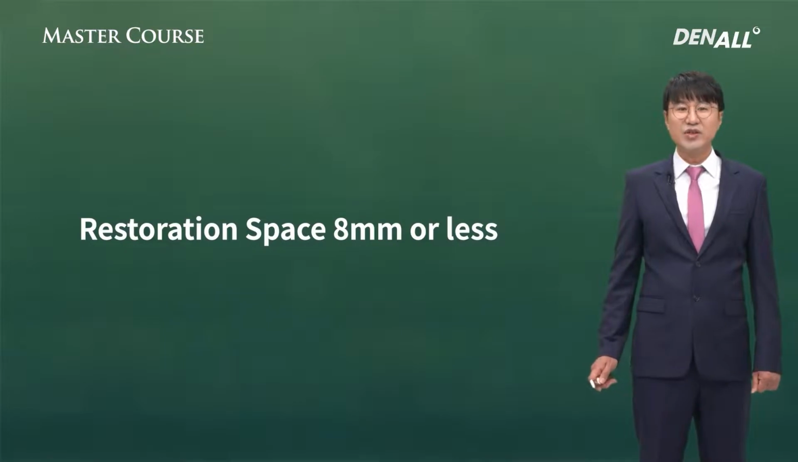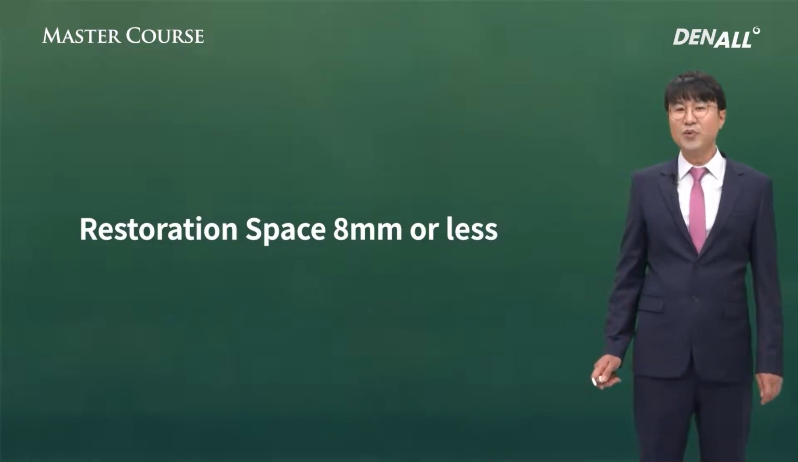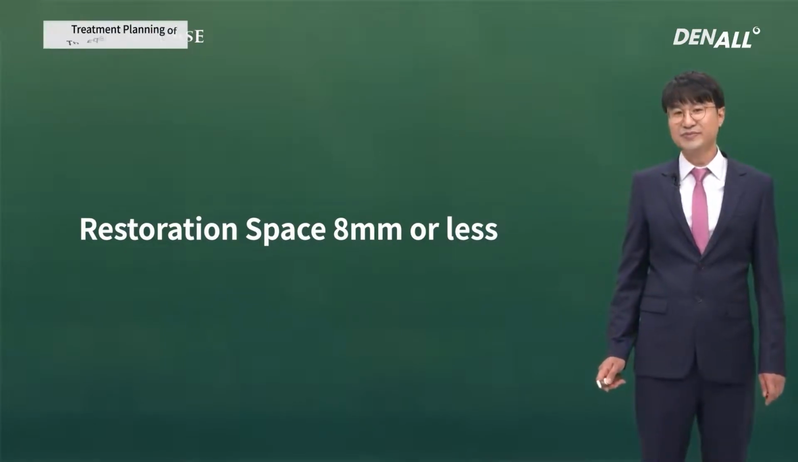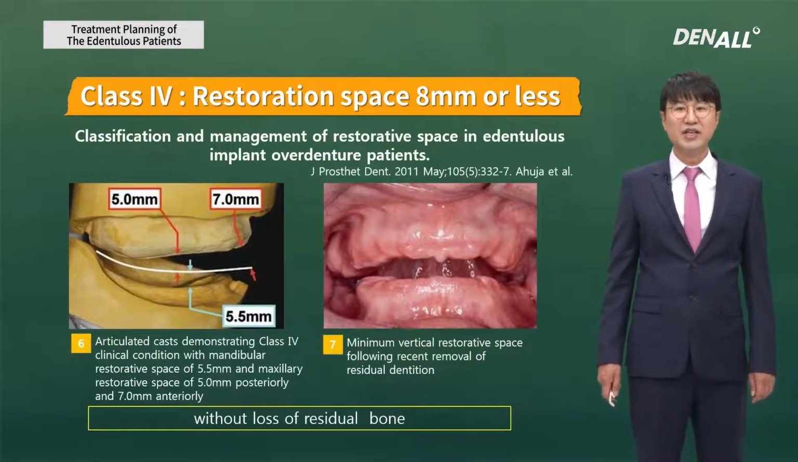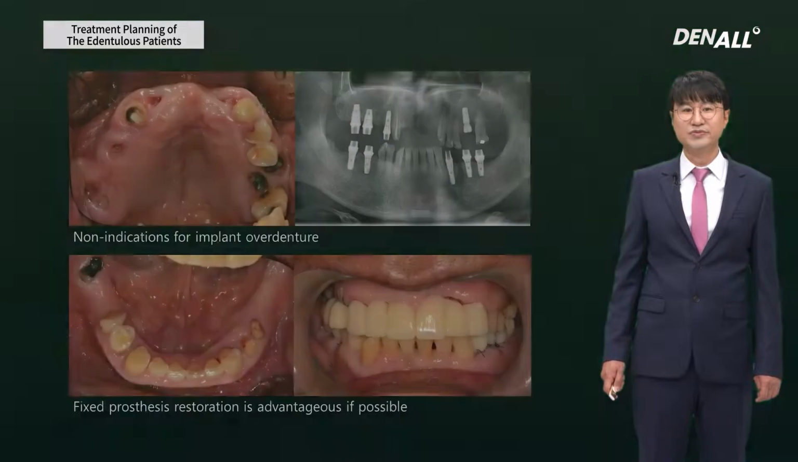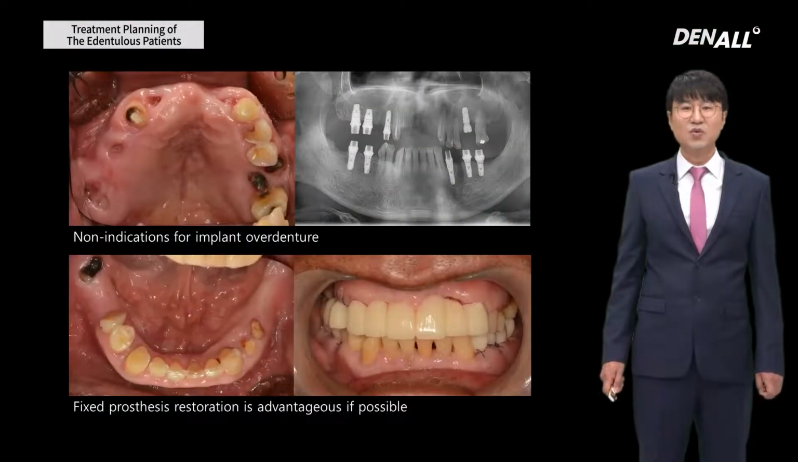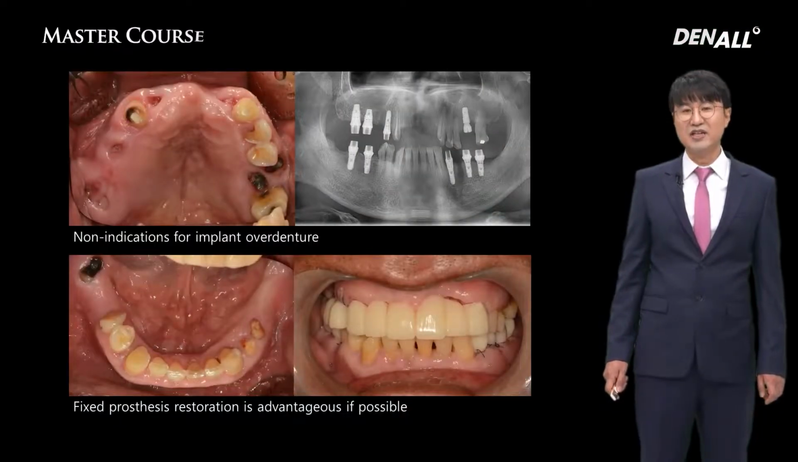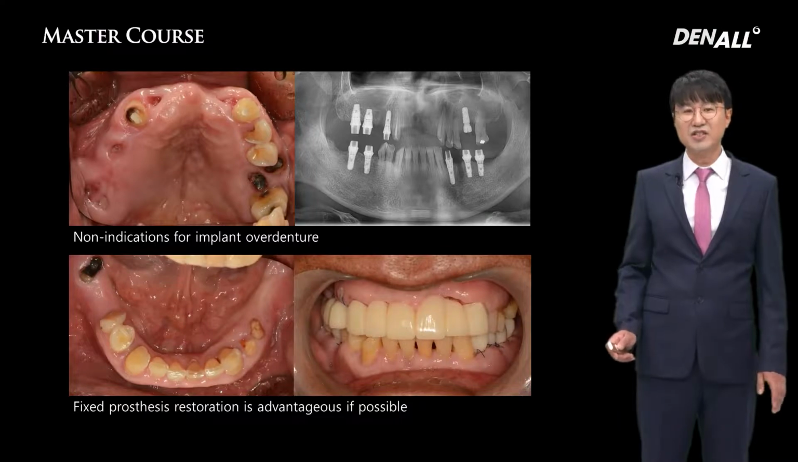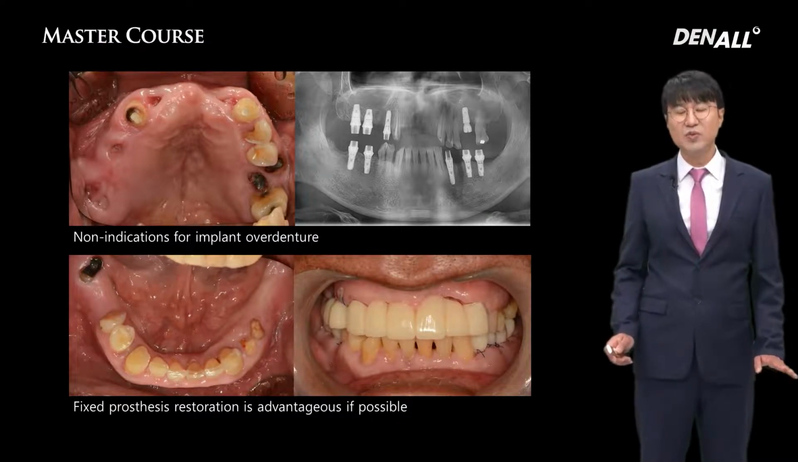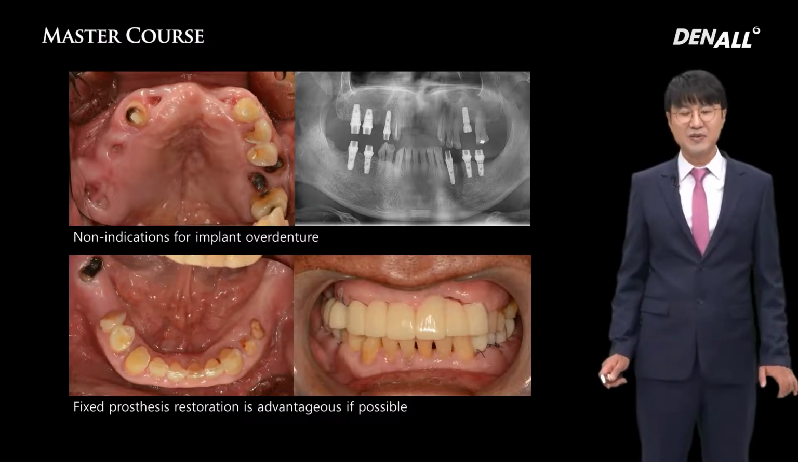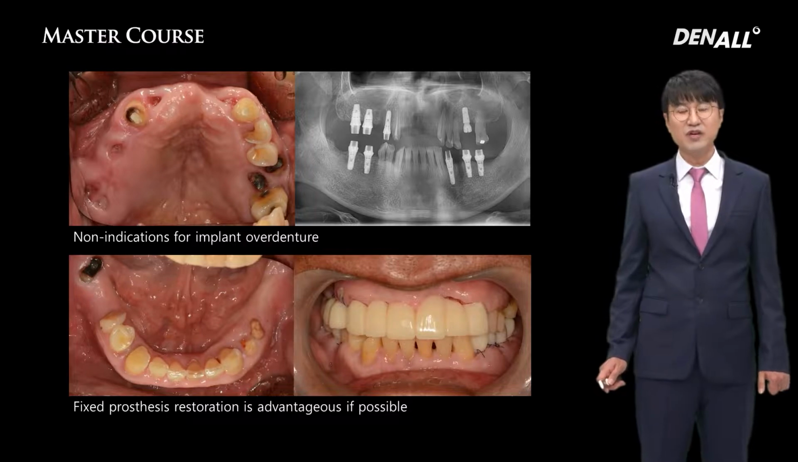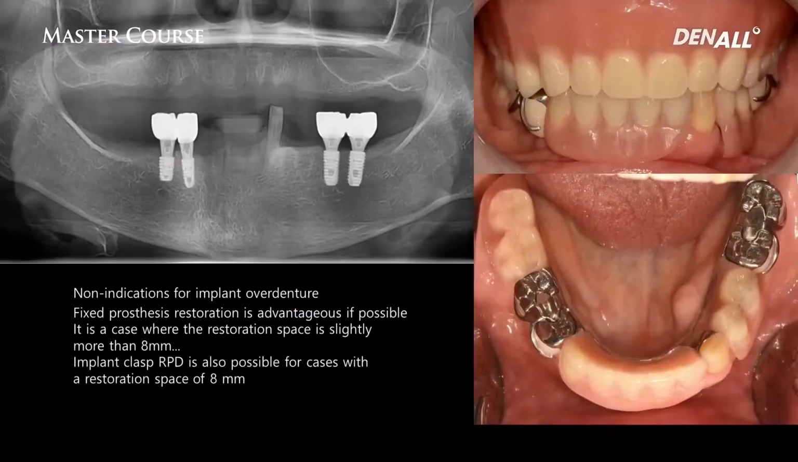Next, I'm going to talk about cases where restoration space is 8 mm or less. This is class 4. In the case of class 4 with a minimum alveolar bone loss, implant overdenture is contraindicated. You need to remember this. If the patient has barely any alveolar bone loss, if you do an overdenture, ridge fracture and attachment failure, along with other problems, can result. Fixed prosthesis is more favorable in this case.